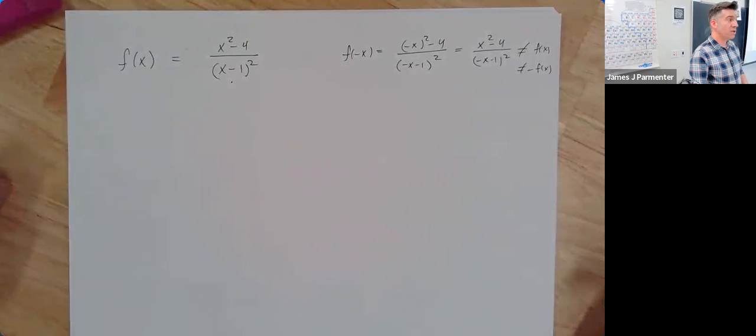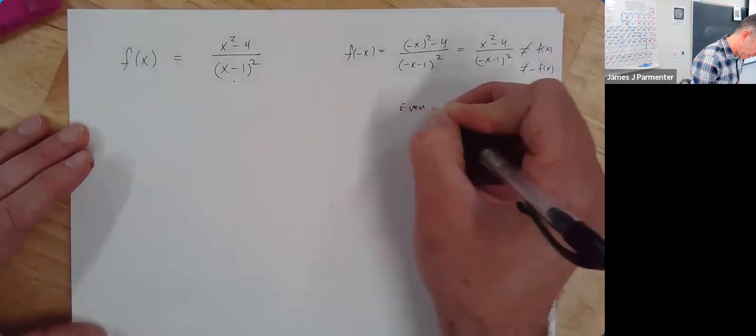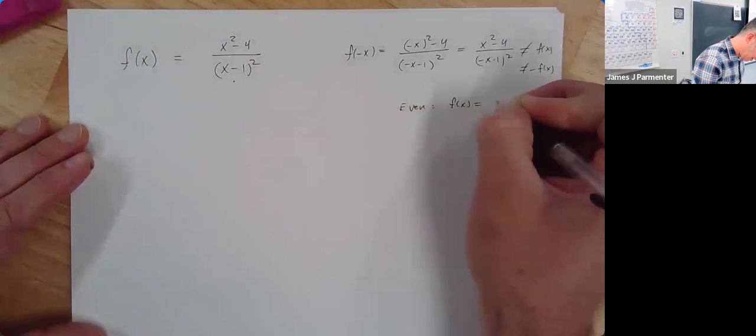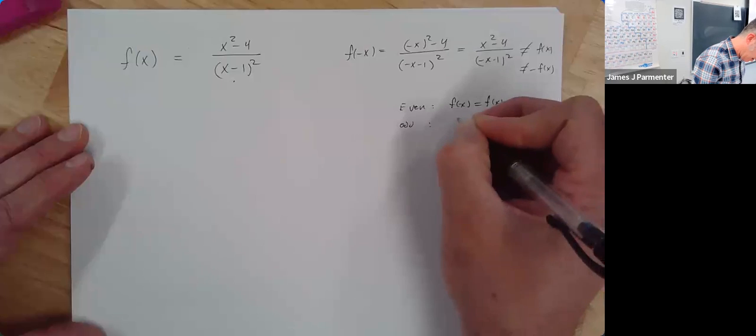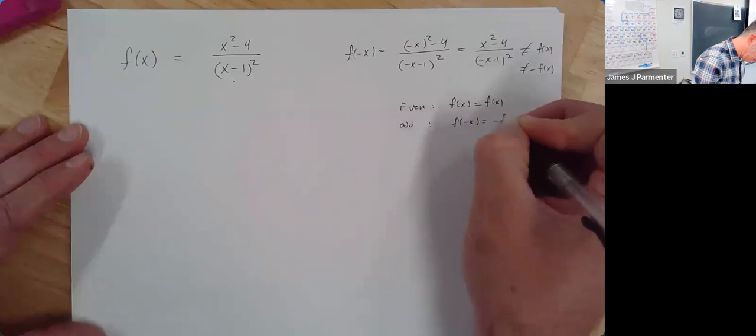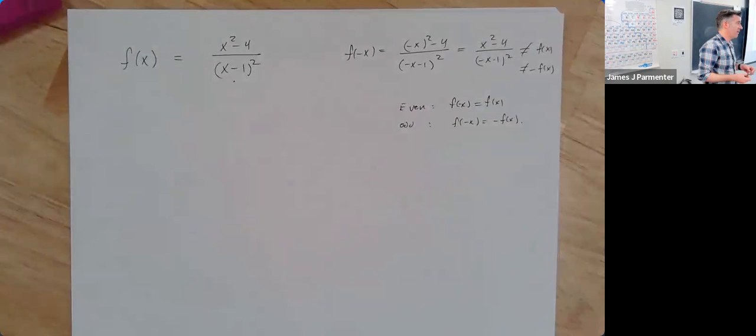No. A function can be neither odd nor even. Most functions are neither odd nor even. So to be even, you're right, f of negative x has to equal f of x. To be odd, f of negative x has to equal negative f of x. So let me ask you a different question. If I picked a number and said it wasn't even, would it have to be odd?